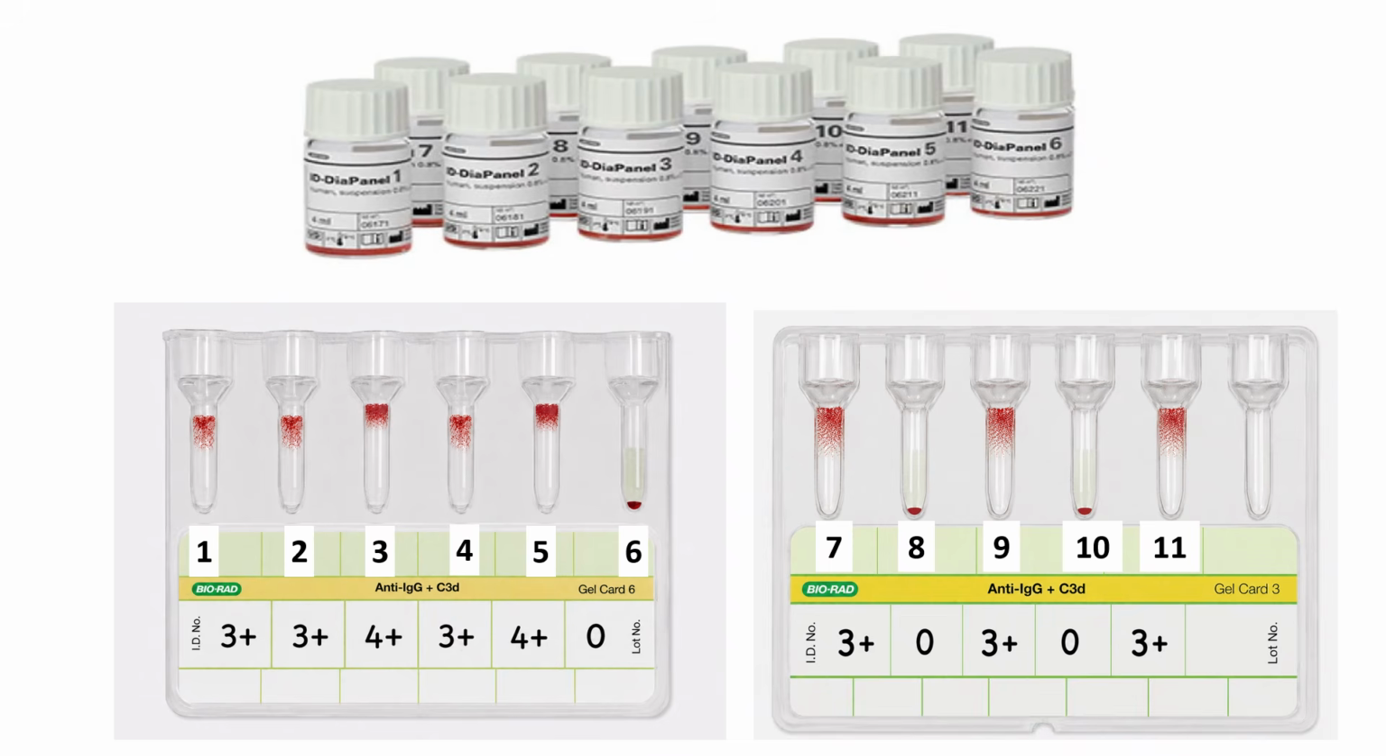Once the screen comes positive, we proceed with antibody identification using Biorad 11-cell panel. The reactions obtained on the AHG gel card are: in the first cell 3 plus reaction, in the second cell 3 plus reaction, in the third cell 4 plus reaction, in the fourth cell 3 plus reaction, in the fifth cell 4 plus reaction. On the sixth cell we got 0 reaction. On the seventh cell there was 3 plus reaction. In the eighth cell no reaction. In the ninth cell 3 plus reaction. On the 10th cell no reaction, and in the 11th cell 3 plus reaction.